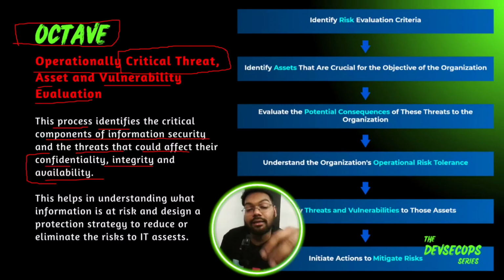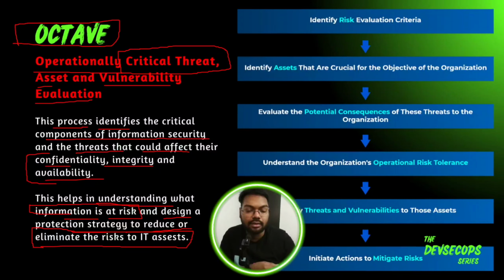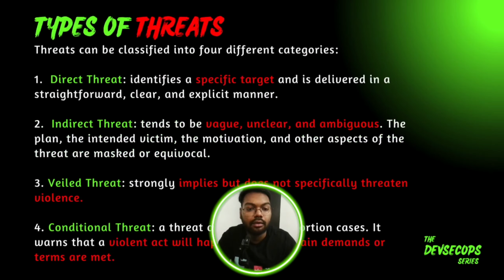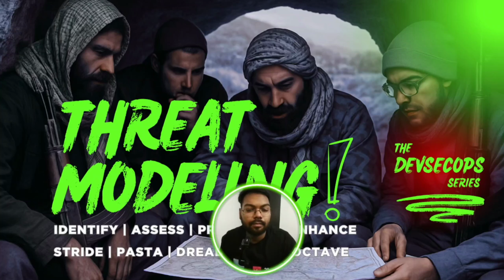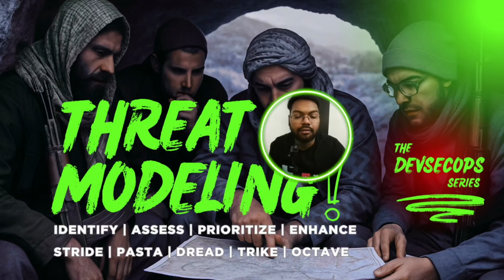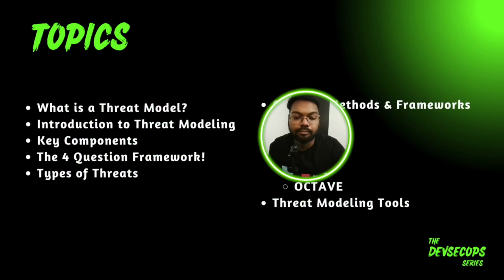Everything about threat modeling is identifying, assessing, prioritizing, and then enhancing your security posture. That's why I have already added this in the main thumbnail that we have over here. You can see: identify, assess, prioritize, and enhance, using these different methods: STRIDE, PASTA, DREAD, TRIKE, OCTAVE. That is what we are doing right now.